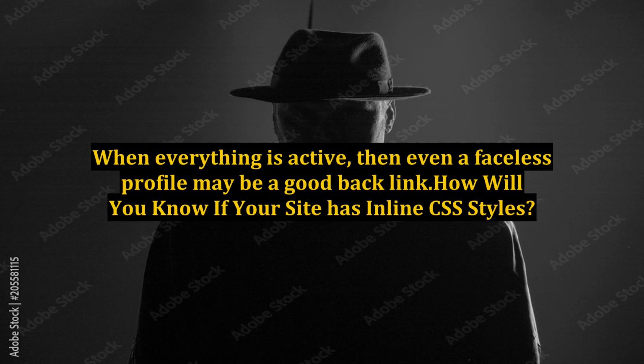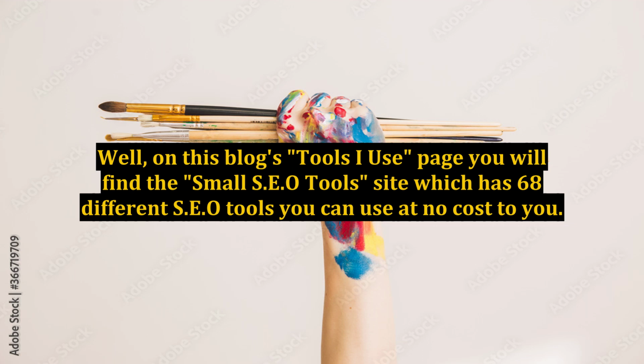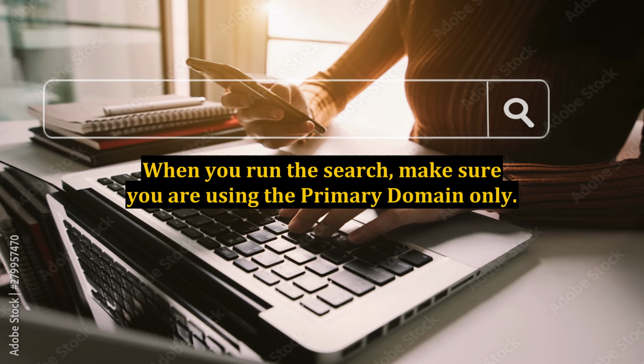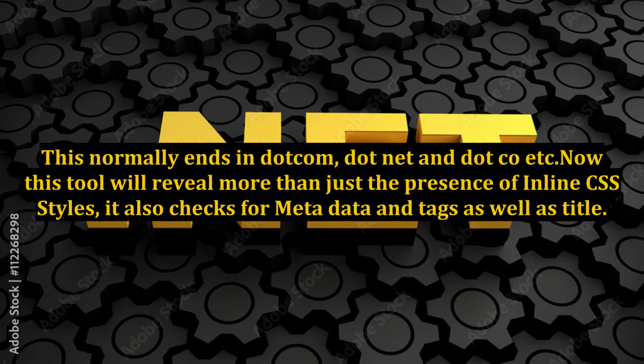How will you know if your site has inline CSS styles? Well, on this blog's tools I use page you will find the small SEO tools site, which has 68 different SEO tools you can use at no cost to you. Focus on the 7th tool titled Website SEO Score Checker. When you run the search, make sure you are using the primary domain only. This normally ends in .com, .net, and .co etc.